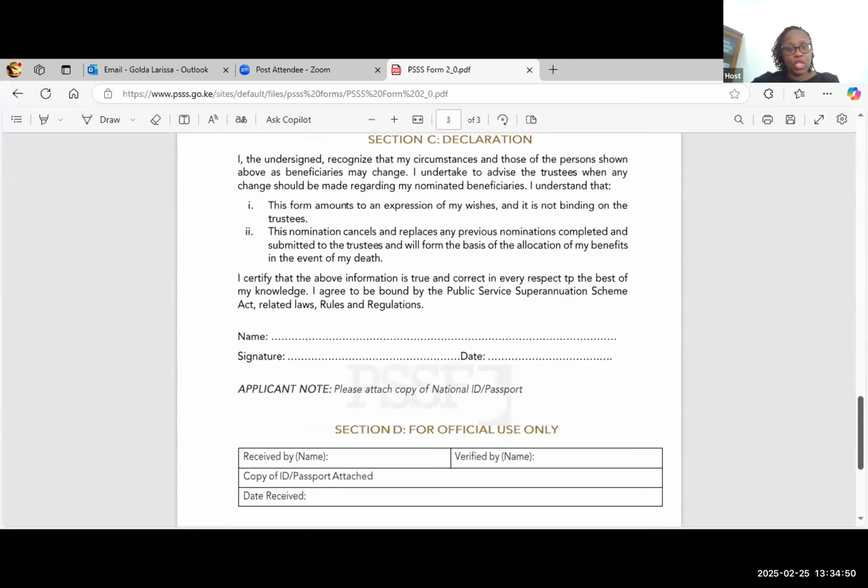And you can see that this form also requires you to declare that this information is correct, that you're the one who has filled this information, and therefore you sign it and you give the trustees the right to pay the person that you have nominated, unless otherwise.